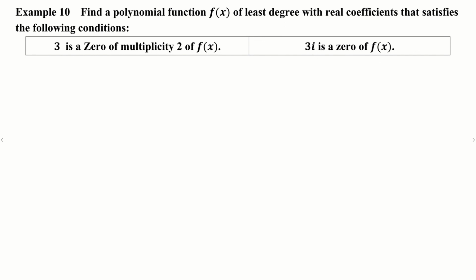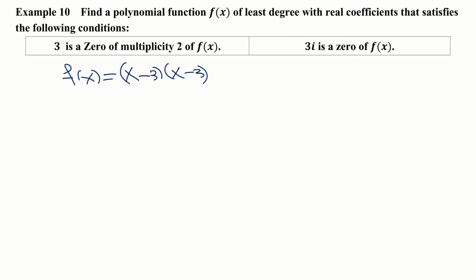Now, they don't give us one of these like f of 2 equals 7, etc. That's called the initial condition, right? So we don't have any initial condition, so we're going to just let a be 1. So we can just say f of x equals quantity, now 3 is a zero of multiplicity 2, so x minus 3 times x minus 3, right?